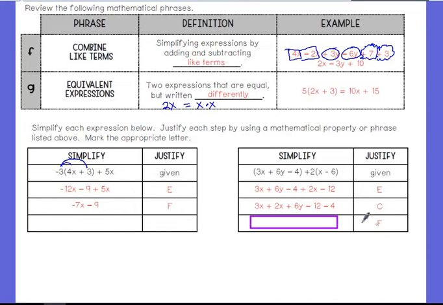Now I'm able to do step F, which was combine like terms. So these two terms would be combined because they're alike, and these two terms. And when I do that, I get the following answer.